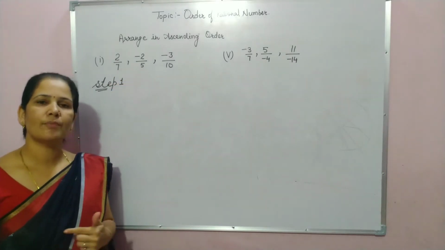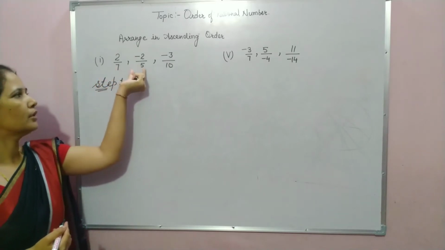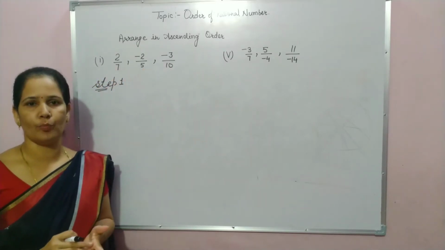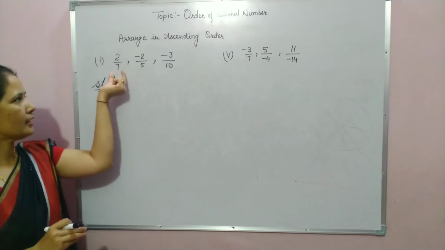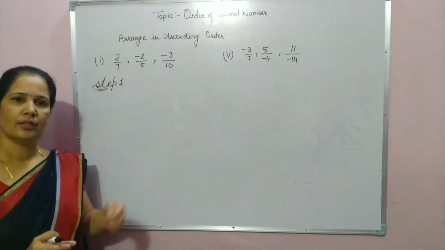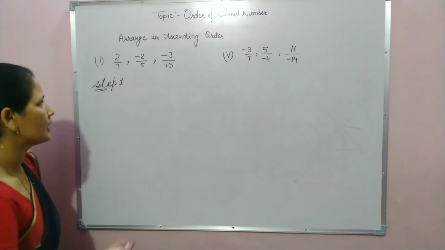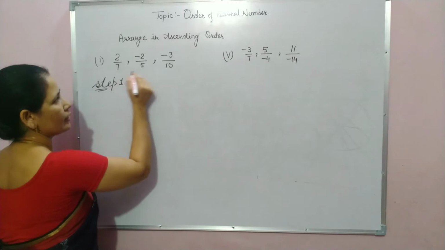Why do we take the LCM of the denominators? Because first we have to convert the denominators to like denominators. Whenever the denominator is the same, we can easily compare the numerators. Okay students? So first take the LCM of the denominators.